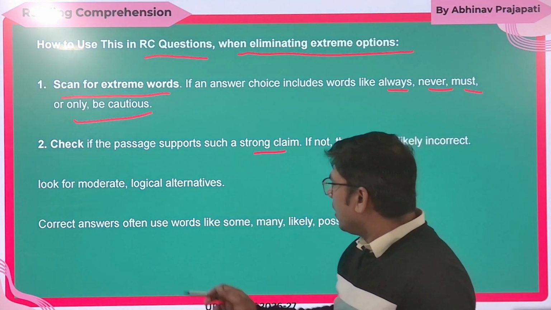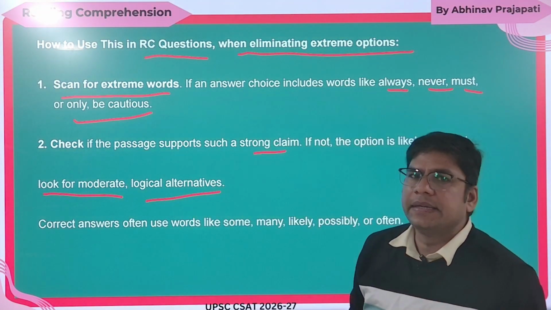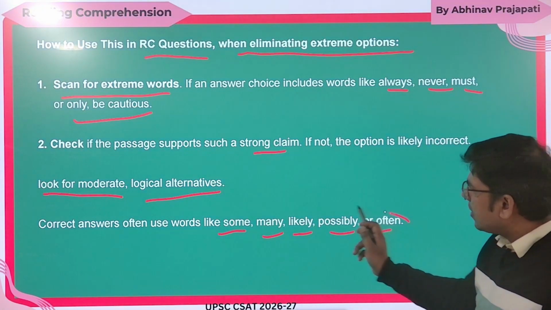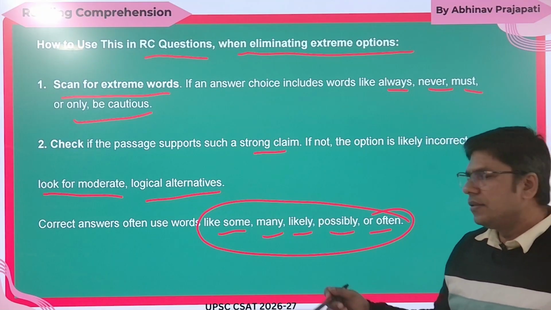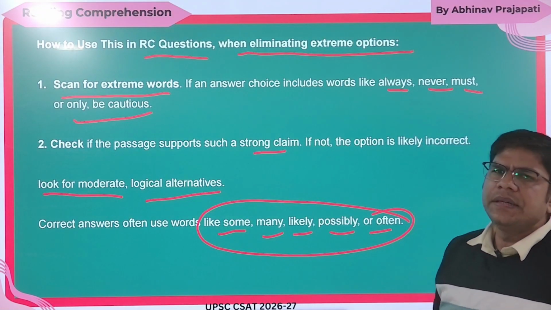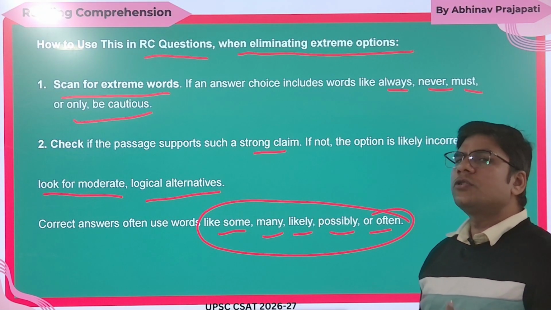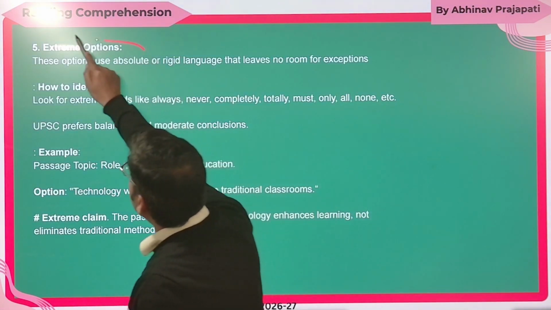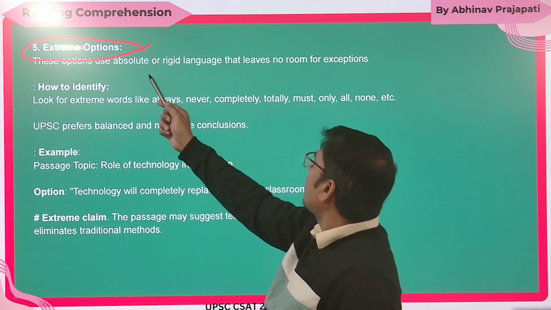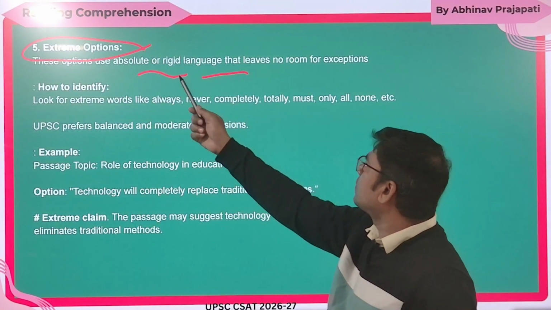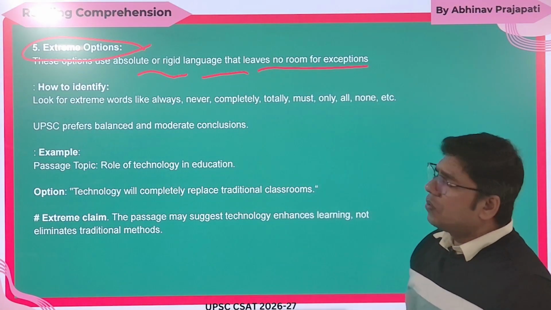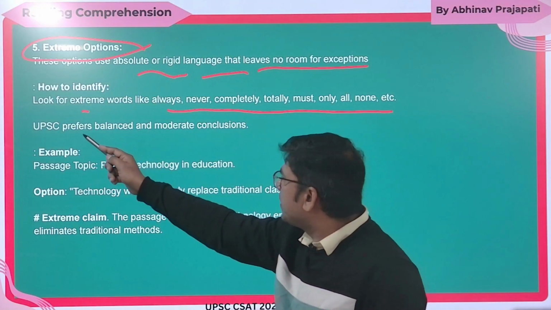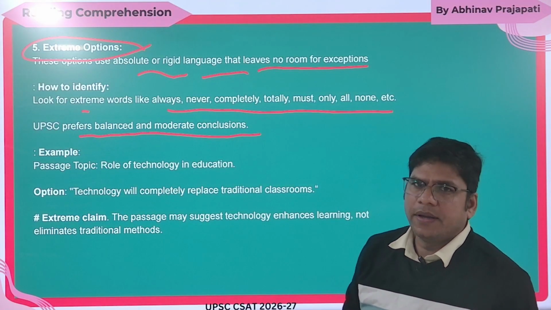Look for a moderate or logical alternative in the options. Correct answers often use words like some, many, likely, possibly. These are the moderate words, and options having these words are most likely to be correct choices. Now, the fifth tool: extreme options. These options use absolute or rigid language and leave no room for exception. How to identify them? Look for extreme words. UPSC prefers a balanced and moderate conclusion, not a harsh or rigid conclusion.